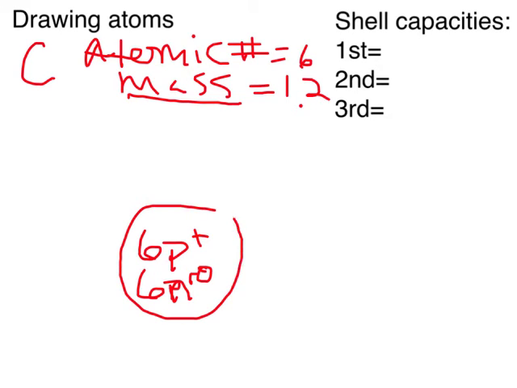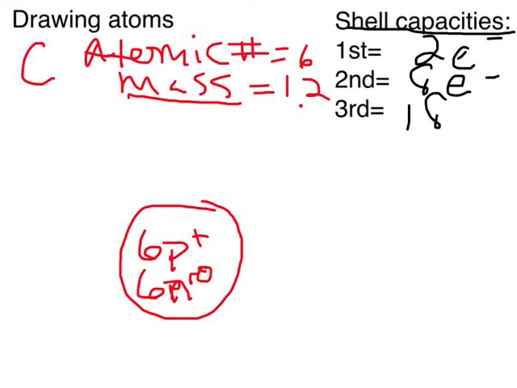So there's my nucleus. Now, to do the electron cloud, we're going to have to do something a little bit different. We're going to have to recognize that the electron cloud is split up into shells. It's kind of like an onion where you have a core and then there's layer upon layer upon layer. Each shell has a capacity, a certain number of electrons that it can hold. The first shell can hold 2 electrons. The second shell can hold 8 electrons, and the third can hold 18 electrons. You have to know that in order to draw an atom.